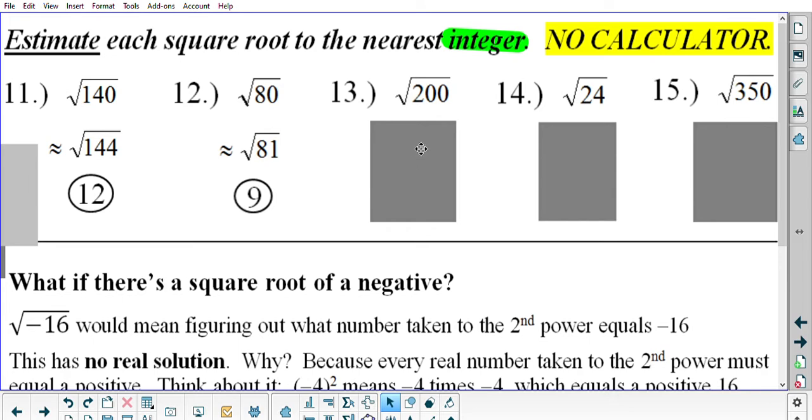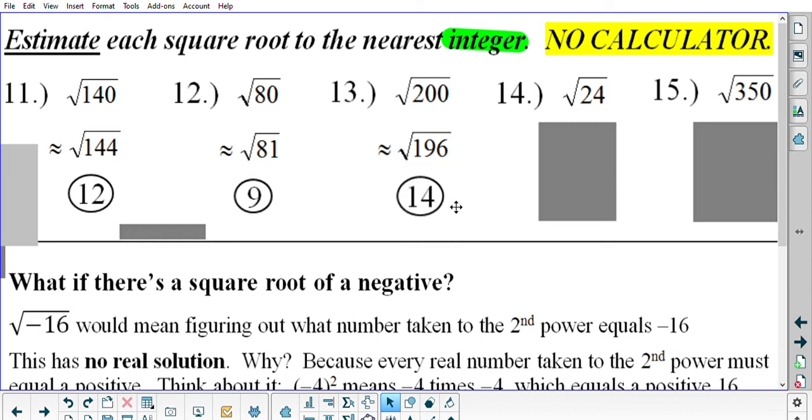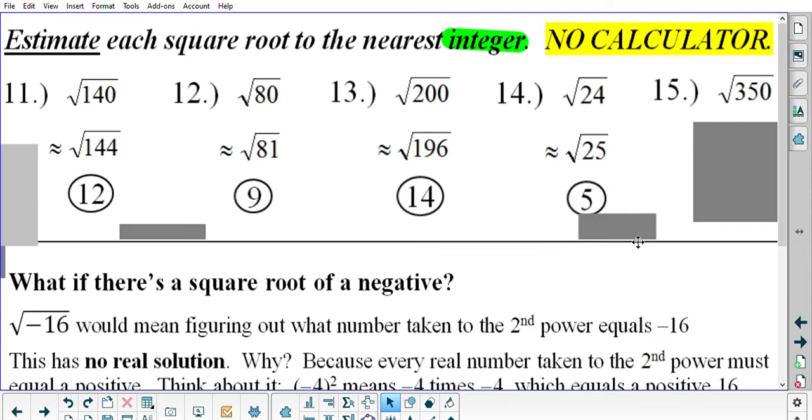Number 13, the best perfect square closest to 200 would be 196. So the square root of 196 would give you an integer estimate of 14. Problem number 14, we have the square root of 25. The closest perfect square to 24 is 25. Actually, I think I accidentally said 25 when I was reading number 14 out loud. My apologies. And the square root of 25 would be 5, so that's the best integer estimate.